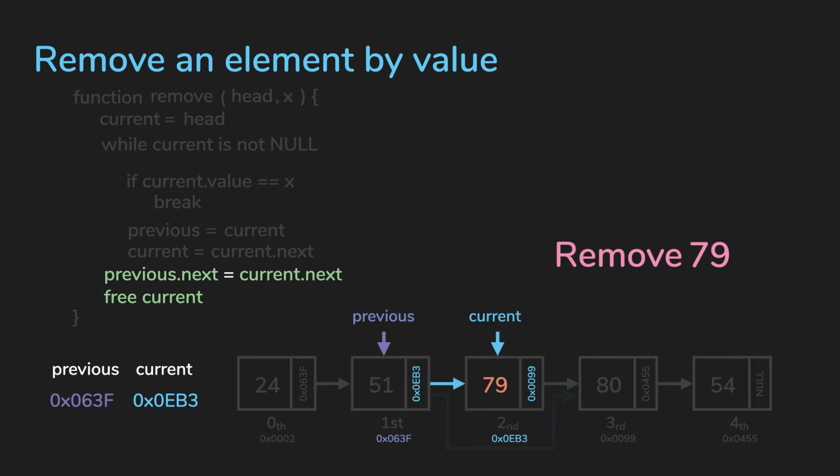Now, can you see why we had to keep track of both the current node and the previous node in the while loop? If we had let go of the previous node when we update current, then we wouldn't be able to access it and modify the next of that node.